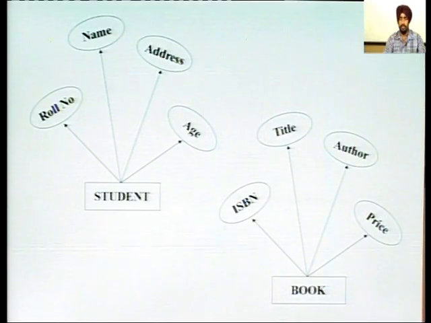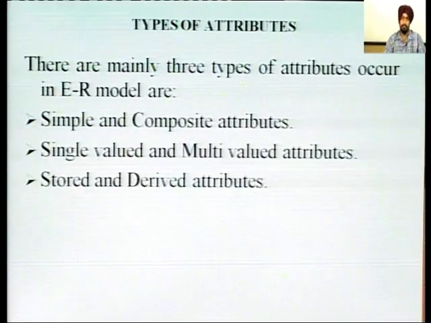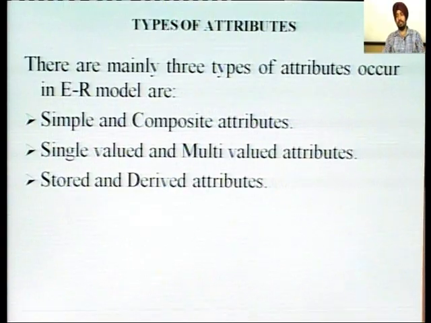In the second diagram, book is an entity and ISBN number, title, author and price are all the properties of the book, or in other words, the attributes of the entity book. Every attribute is drawn in an oval shape in the ER diagram. Types of attributes: mainly three types of attributes occur in the ER model.